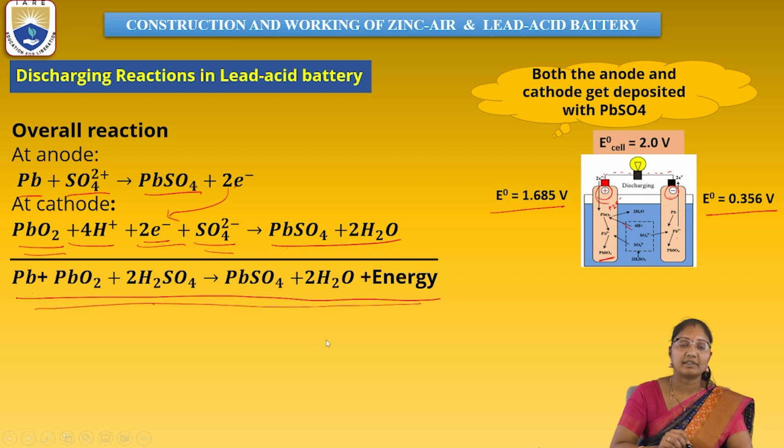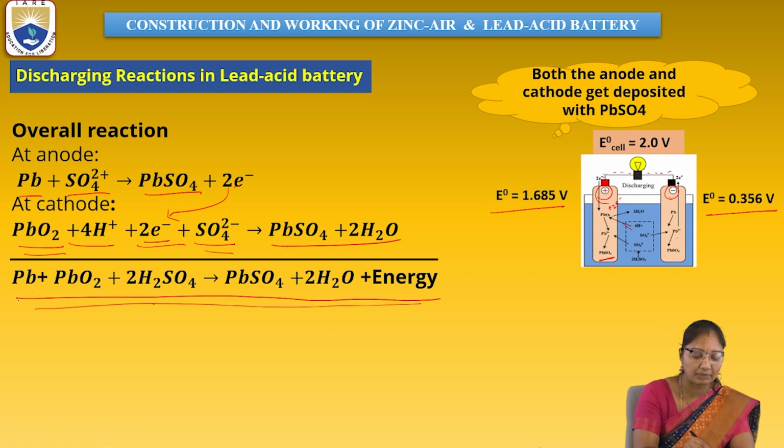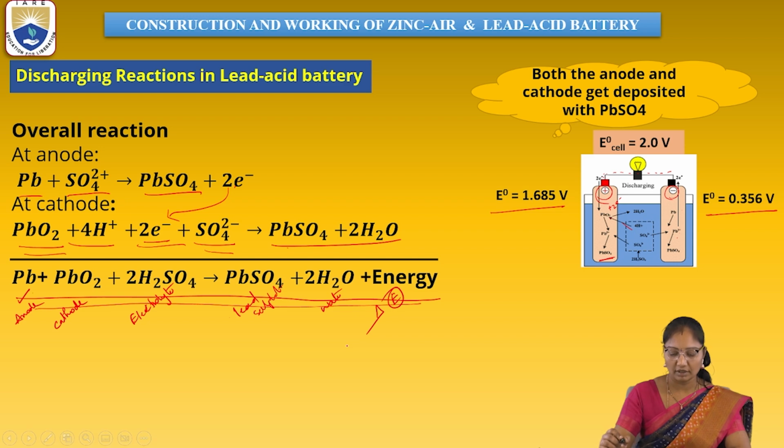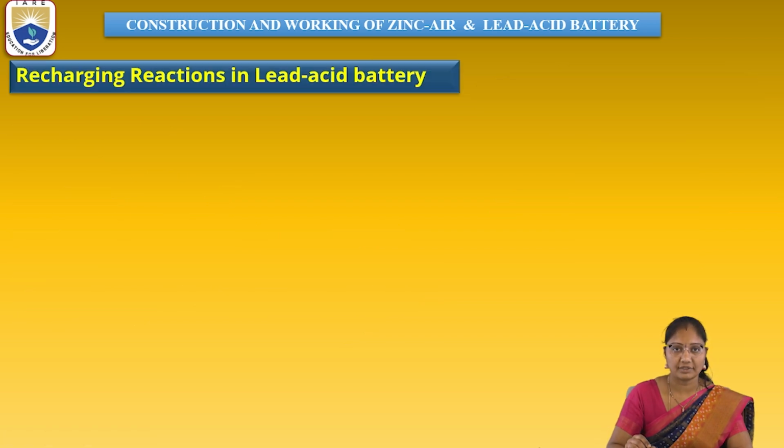So here lead plus lead oxide, this is from the anode, cathode, electrolyte. So it gives rise to lead sulfate and water molecules with energy delta E. Okay, so this is the overall reaction.